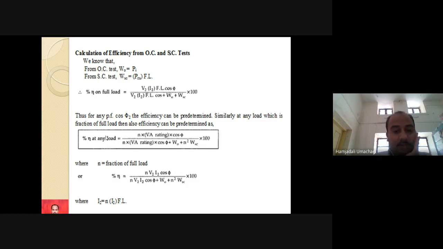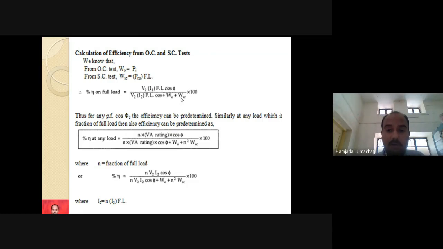So for any loading condition, if you want to estimate efficiency, wherever the current term appears, I have to multiply it with the loading condition small n. Here the current I2 appears only a single time, so a single small n. Similarly, in the denominator also there is I2, so a single small n. Whereas the iron loss is as it is, W naught.